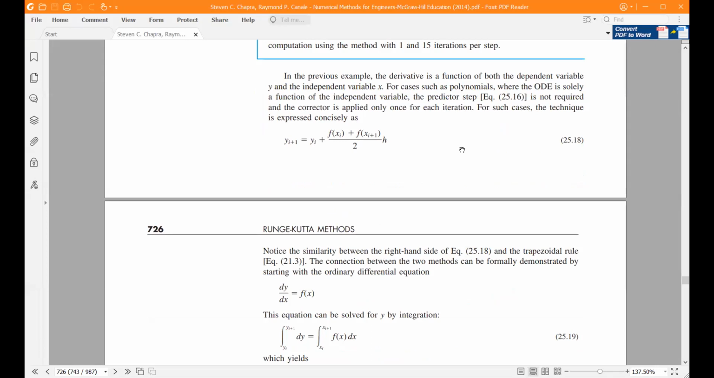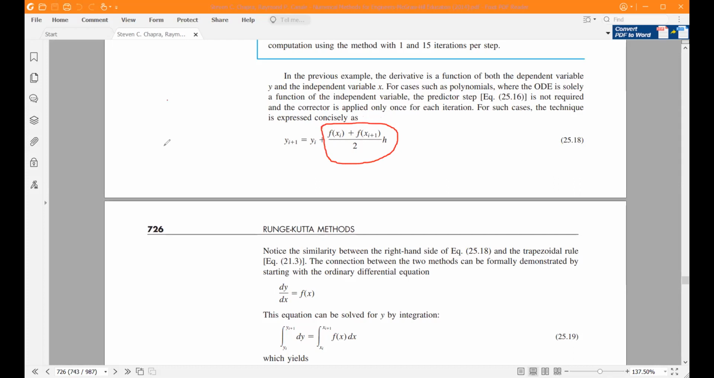It is simply yi plus 1 is equal to yi plus the function values, that is the slope at point xi and the slope at point xi plus 1, divided by 2, multiplied by h. In this way, you can easily consider this portion. Is it not very similar to your trapezoidal rule? This equation is not similar to the trapezoidal rule? Yes, sir.